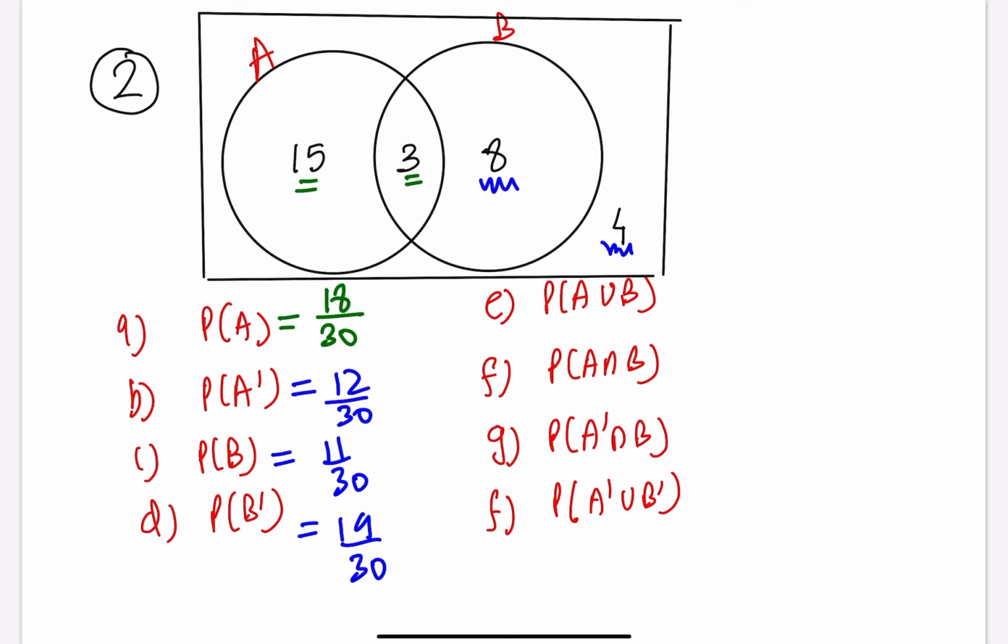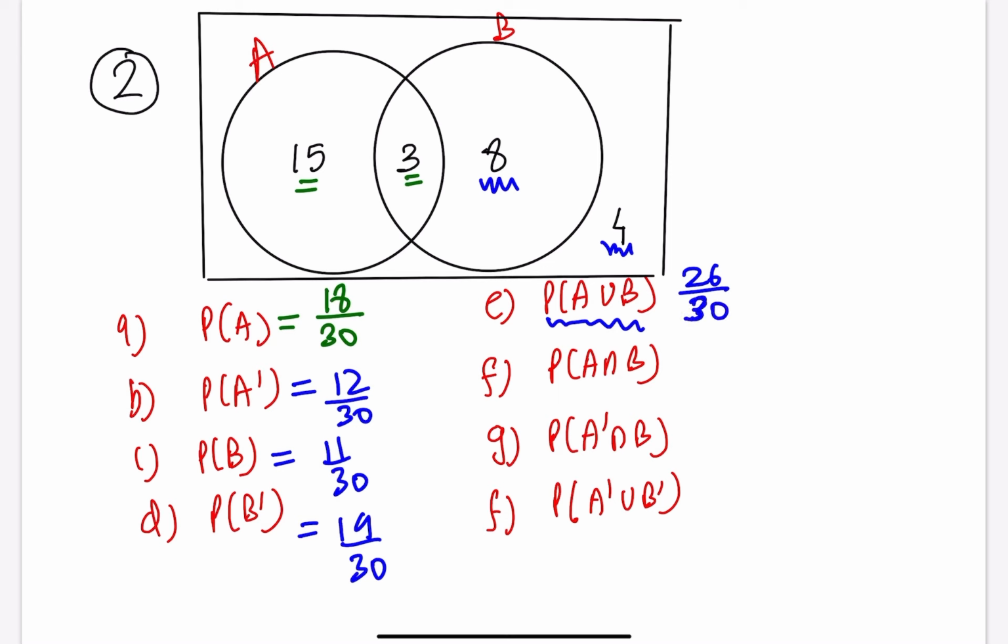Probability of A union B. A union B is everything in A and B together, but we're only going to count each once. So that is going to be 15 plus 8 plus 3. The intersection we cannot count twice. A union B means every element which is a part of A or a part of B. We don't want to count the intersection twice. So 15 plus 3 plus 8, which is going to be 26 divided by 30.